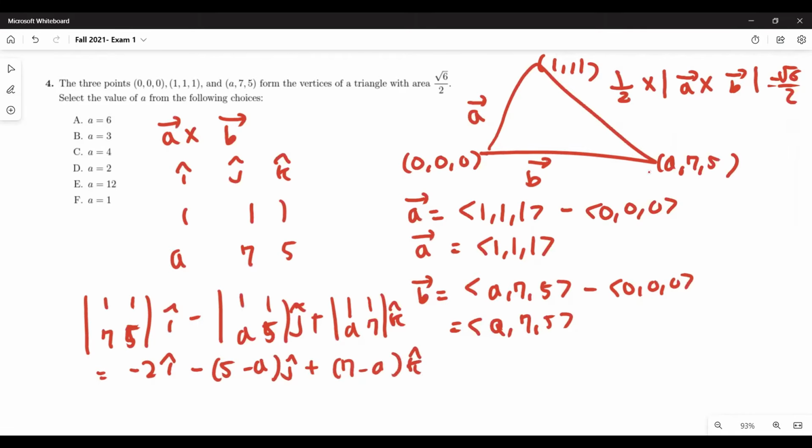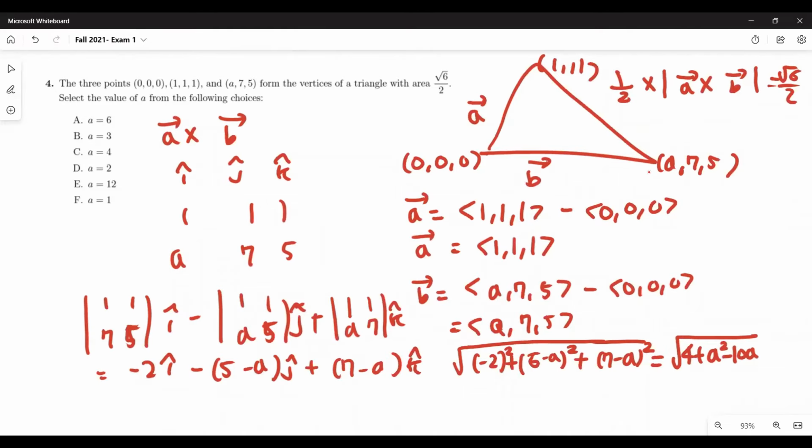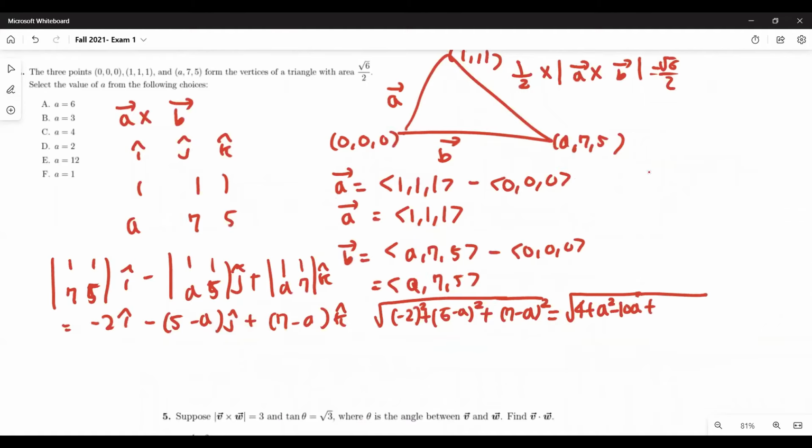And we want to find the magnitude of it. So what we do is square the values: -2 squared plus (a minus 5) squared plus (7 minus a) squared, which will be 4 plus a squared minus 10a plus 25 plus a squared minus 14a plus 49. This will be equal to 2a squared minus 24a, and then plus 78.